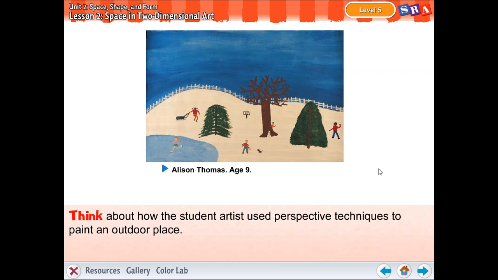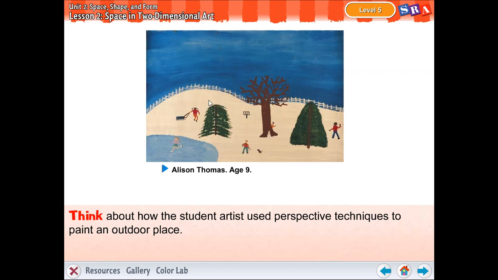All right, so think about how the student used these perspective techniques to paint an outdoor place. Okay, so you can see the fence is on a hill and it's much smaller than everything. Then you have a little girl here and she's ice skating, and there's a boy here and they're about the same size. And then you have the big trees here, and then you have a tree right here. And these all kind of look to be the bigger. What she could have done was taken this little girl and made the little girl a little bit bigger, and this person right here a little bit bigger.